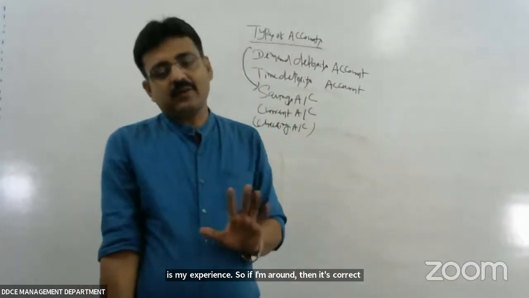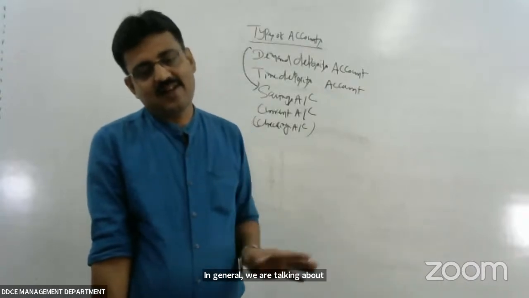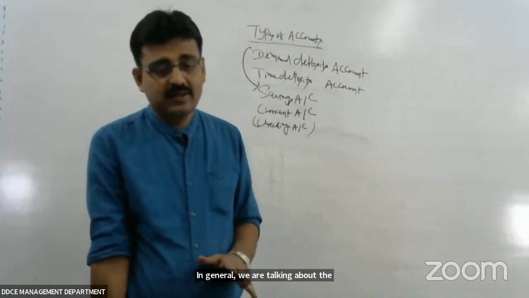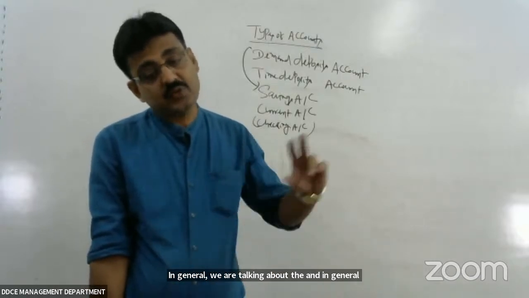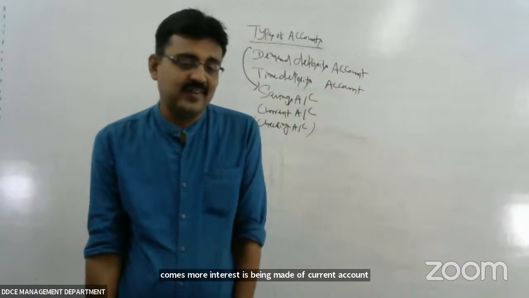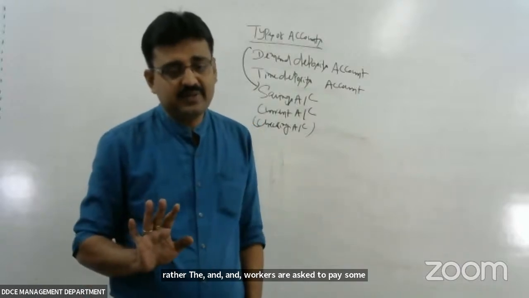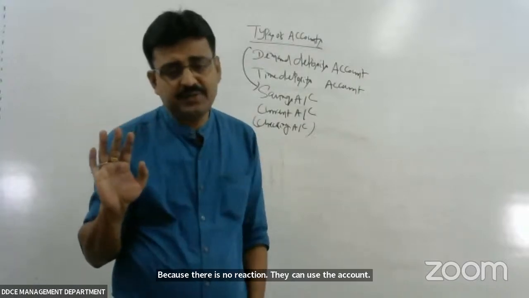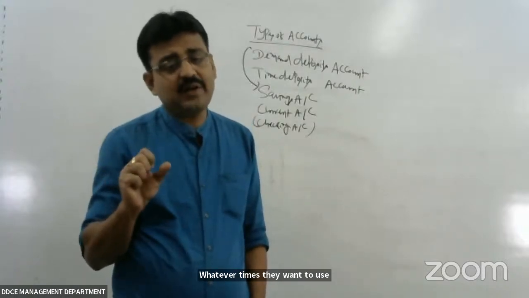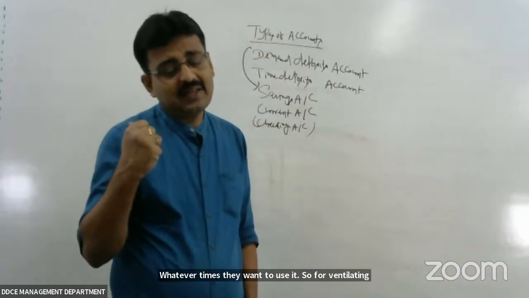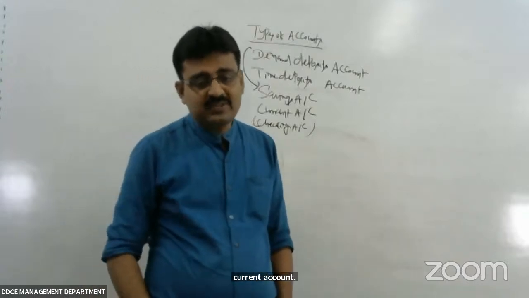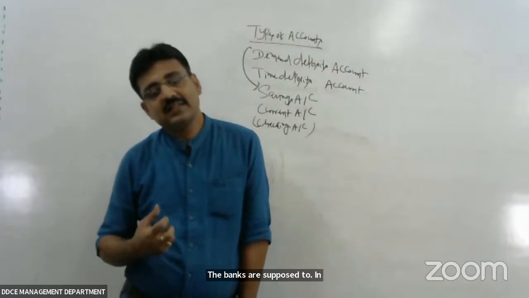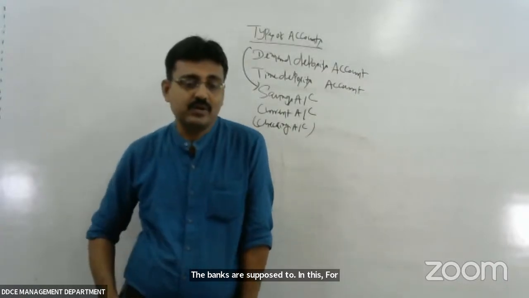In general, we are talking about the current account. And in general terms, no interest is being paid on a current account. Rather, the current account holders are asked to pay some fee to the bank. Because there is no transaction limit, they can use the account whatever times they want to use it. So for maintaining a current account, the banks are supposed to invest some money or some time. For that, they are charging some fee from the current account holders.